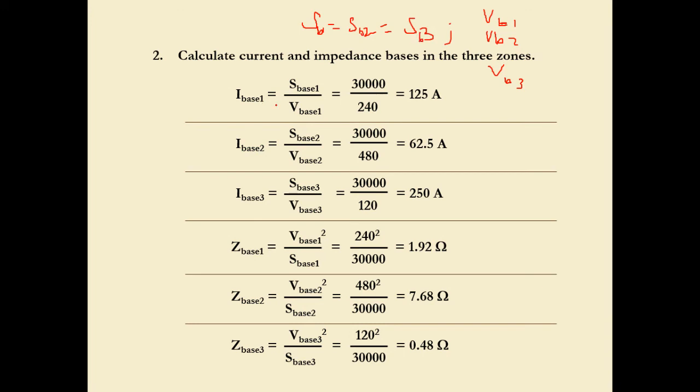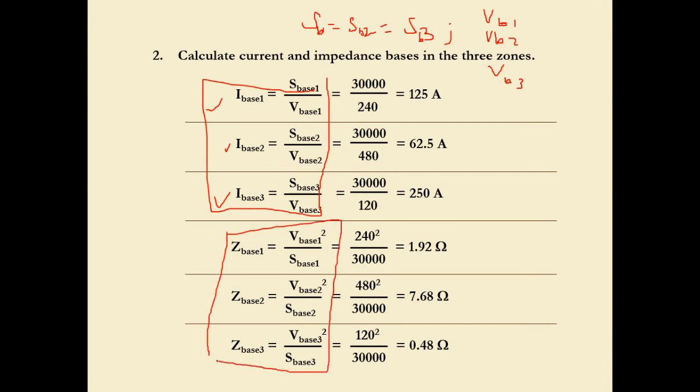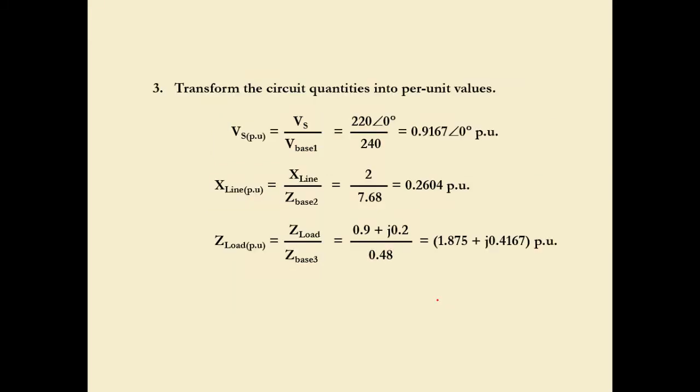And then I base 1, I base 2, I base 3, all calculated using the equation. And then Z base 1, Z base 2, Z base 3, again using this equation. It's again direct forward calculation. So ampere, ampere, ampere, ohm, ohm, and ohm. So transform the circuit quantities into per unit values.